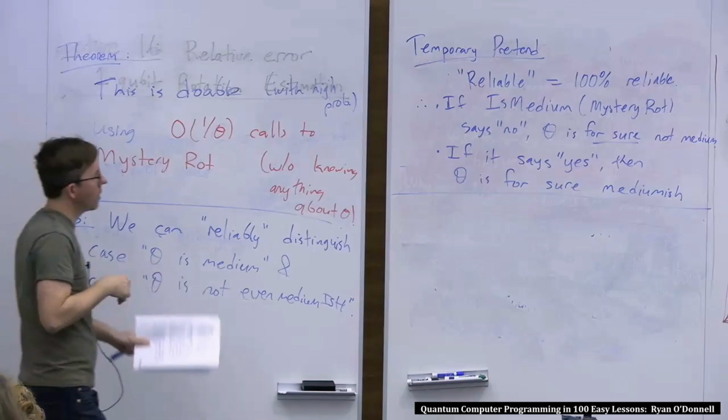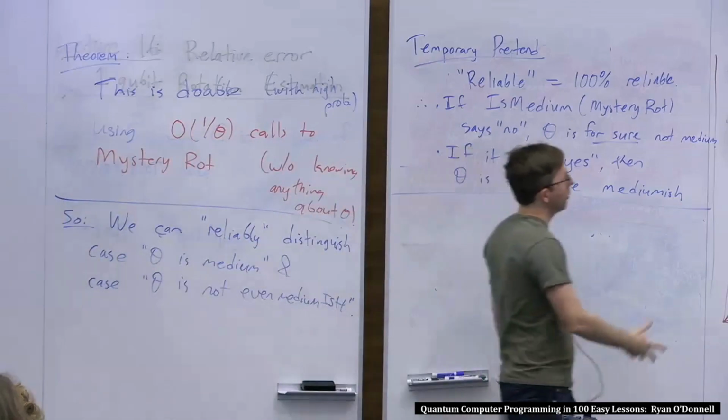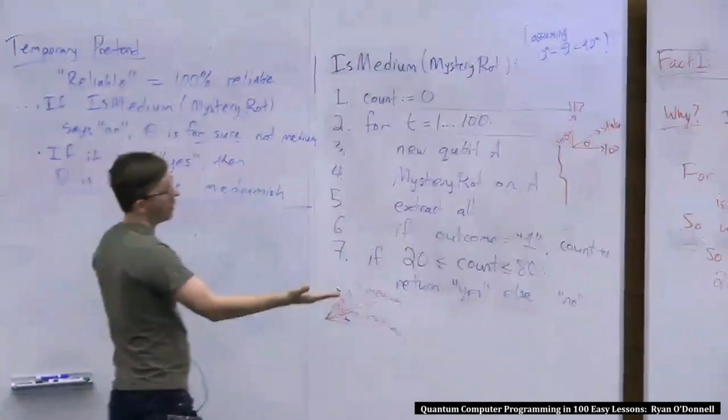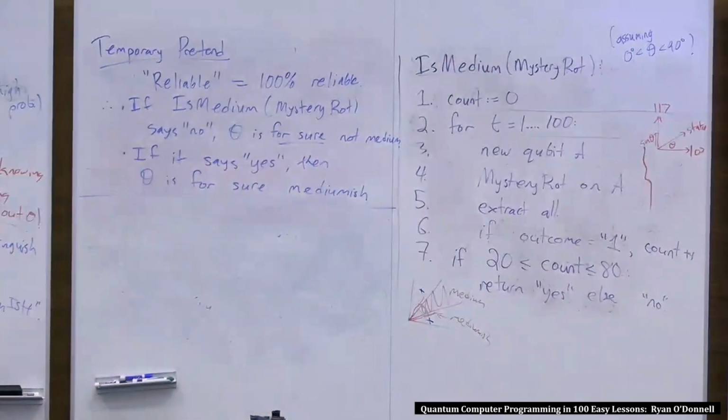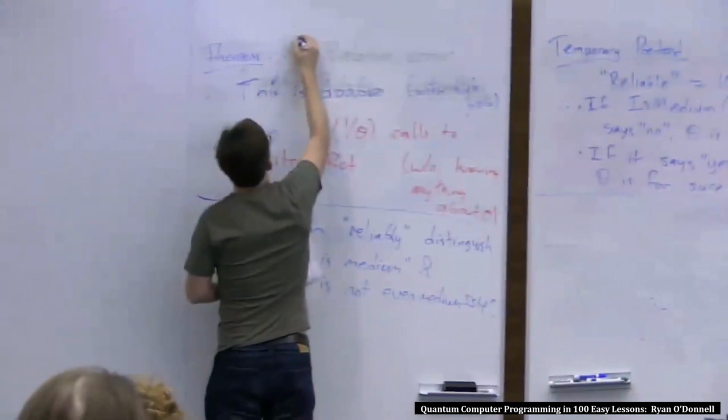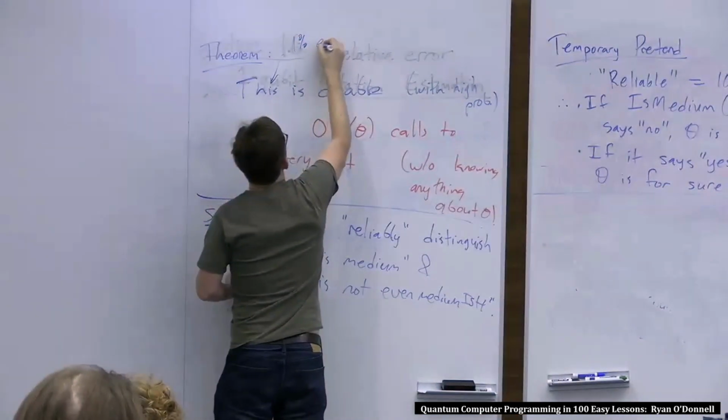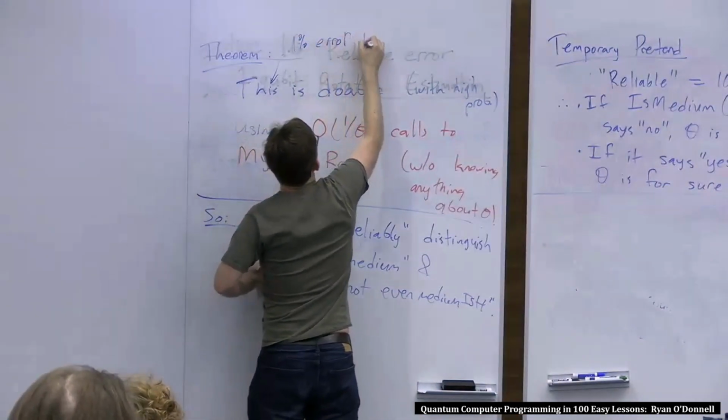Okay, so that was a long story about this issue of detecting whether a rotation angle is medium. And you might say, wow, it's a real tangent, because what are we trying to do? We're trying to do this. Should I say what this is? This is like 1% error rotation estimation.